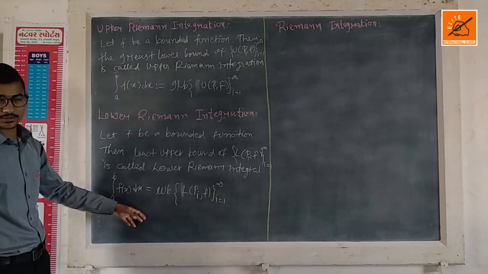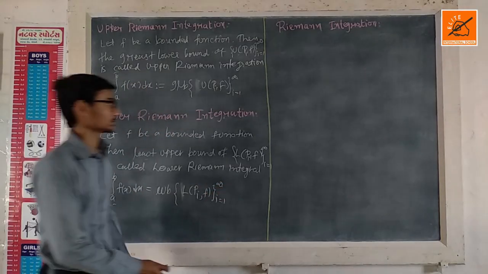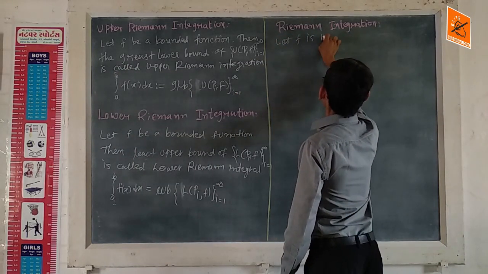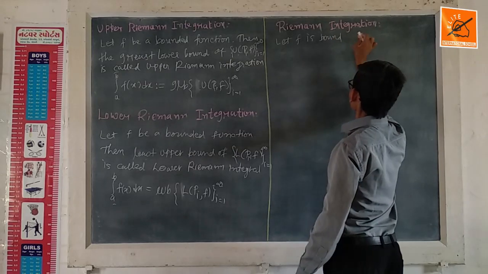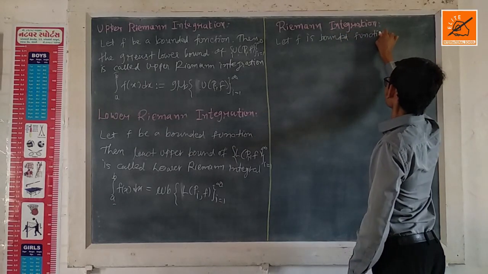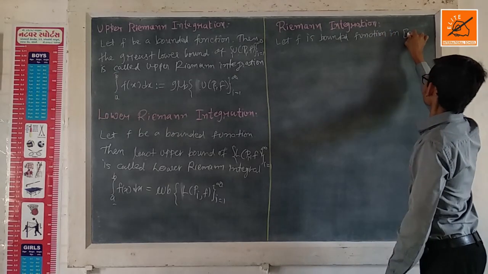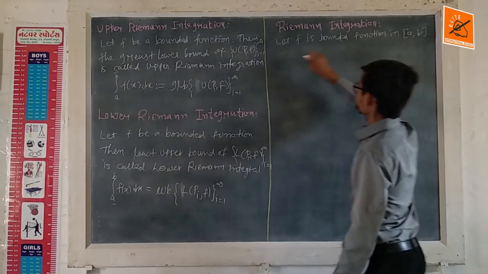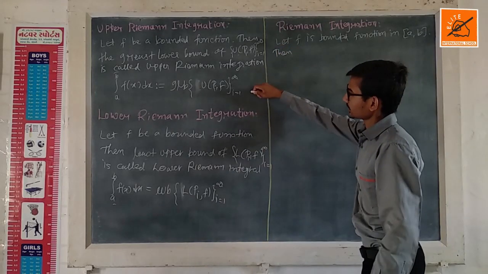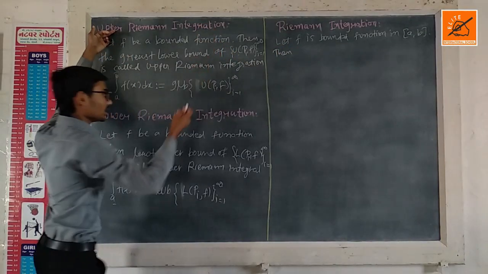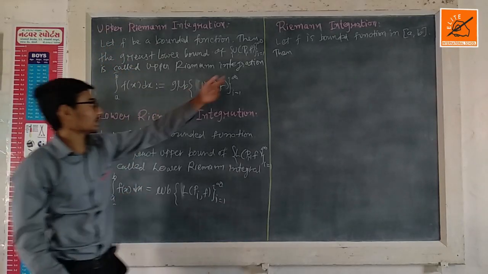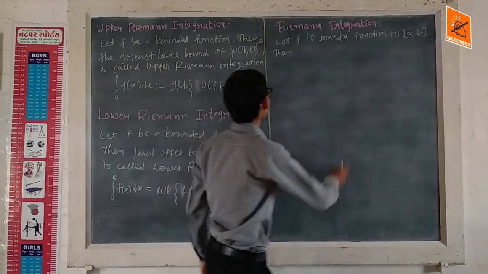Using both definitions, we want to define Riemann integration. Of course, let f be a bounded function on the closed interval [a, b]. Then if f is upper Riemann integrable as well as lower Riemann integrable, and both are equal, then f is called Riemann integrable.